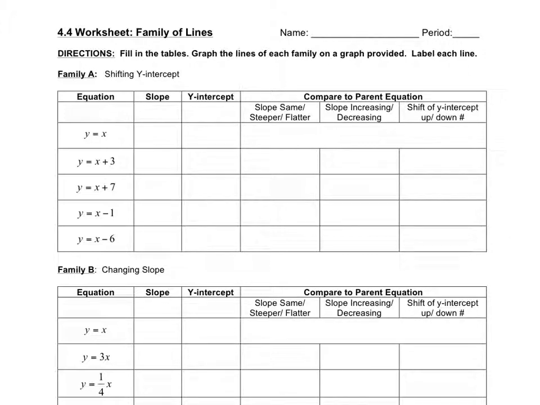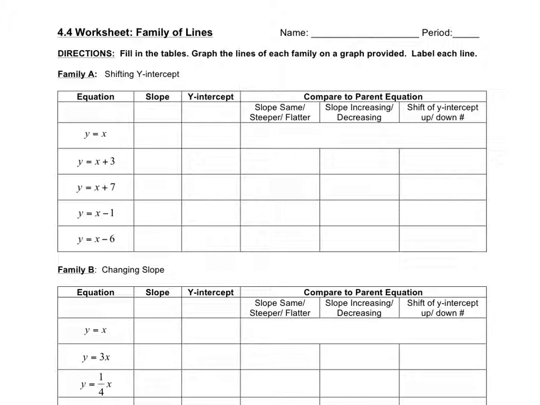So this is 4.4. You either print this worksheet out or you can just do this on a sheet of paper. Our directions are to fill in the tables, graph the lines on the graph provided, and label each line. So here we have all of these. These are family A, and this family is called the shifting y-intercept. So we're going to fill in the slope. If we look at all of these, you need to write them all down.